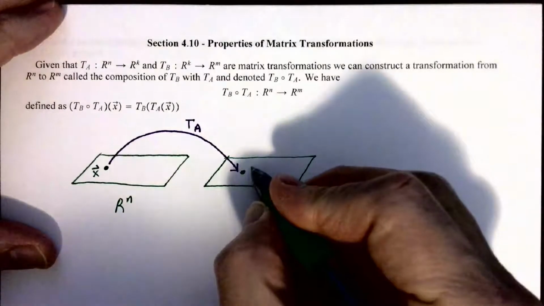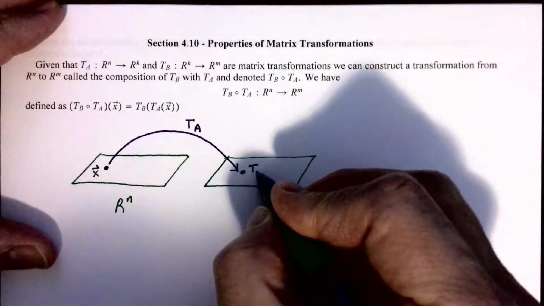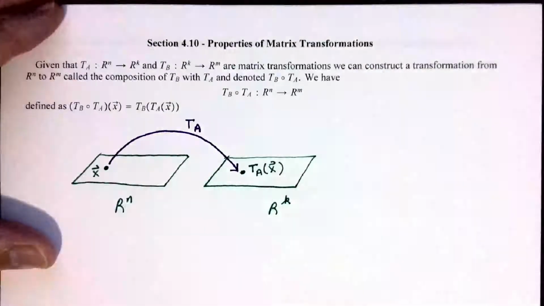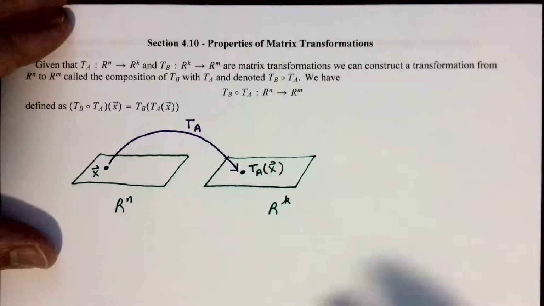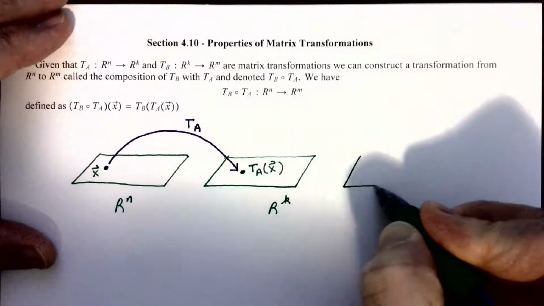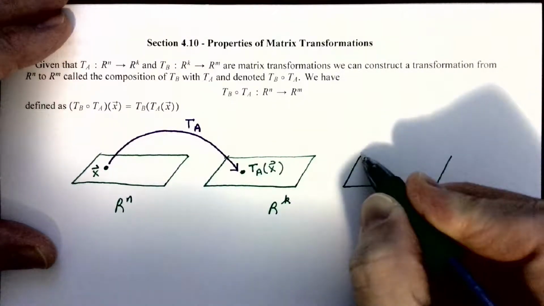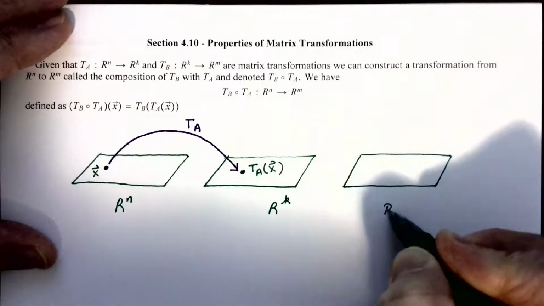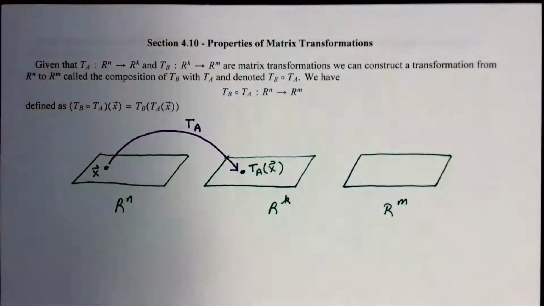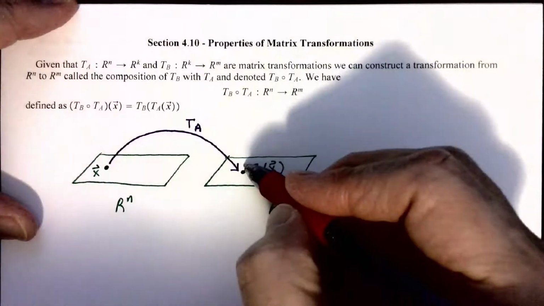And how do we denote that? It's what we call the image of the vector X under this transformation, TA of X, right? And it's found by matrix multiplication. Okay. But then I can go from K space to M space, and I do that by transformation B.